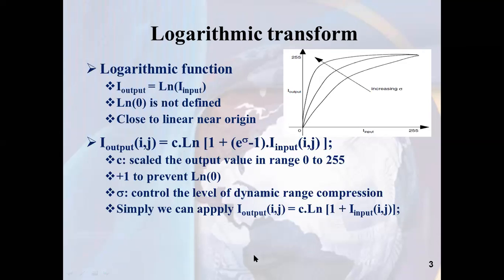As we said, we add 1 to the ln function in order to prevent obtaining ln 0. And sigma controls the level of dynamic range compression. So by increasing sigma, we compress the image more. Or simply, we can take e^sigma - 1 as 1. In this case, we have a simpler function: I output ij equals C, which is a constant, times ln(1 + I input ij). This is the value of the pixel at position ij in the image, and C is a constant.